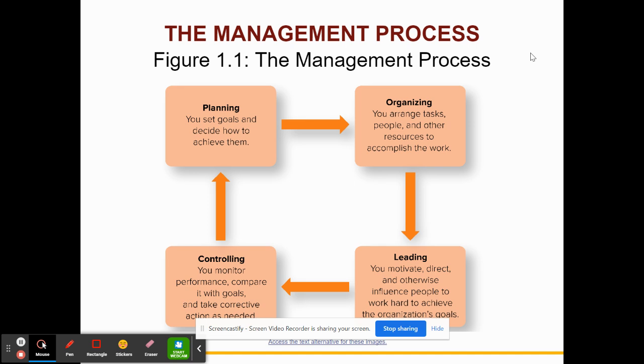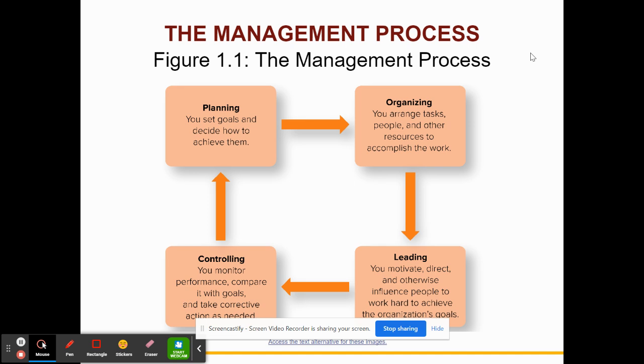So taking a look here at the management process. So planning, as you can see, that's where a lot of this starts. So you set goals and decide how to achieve them. Okay, so from the outset, there's the planning phase. Okay, all good managers go into a project with a plan in mind, a plan of action.